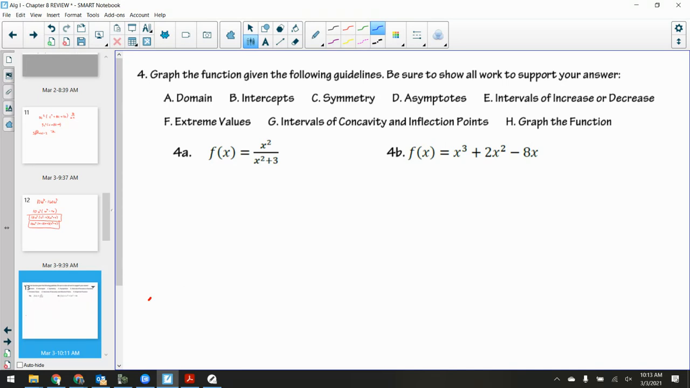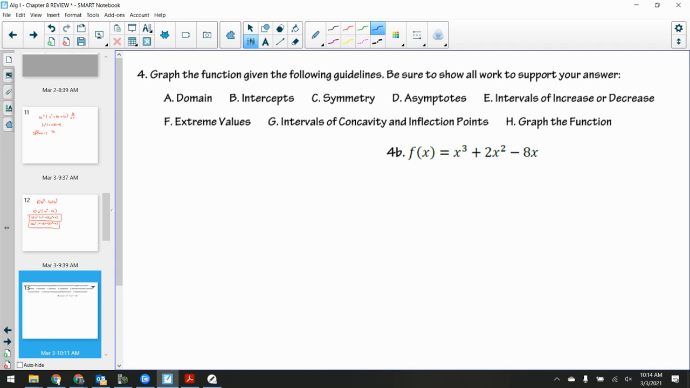All right, so let's do problem 4B here. That's what we're doing here. We're not watching Cyber Chase. Wink, wink. All right, so what kind of function is 4B?